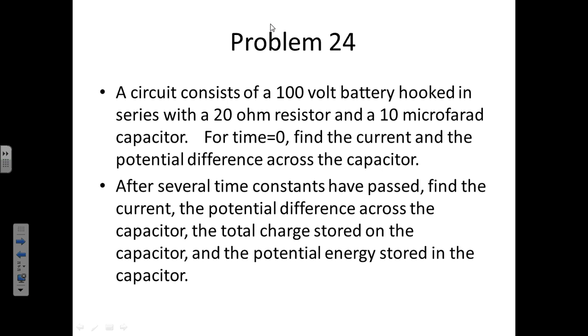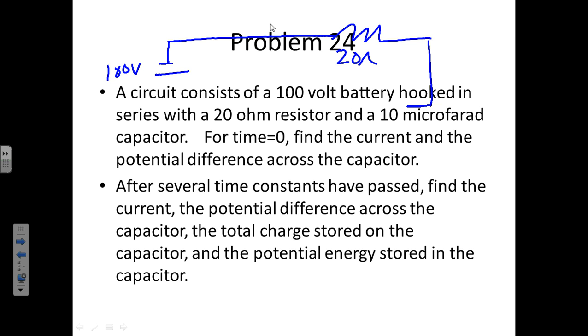So let's draw it out first. We've got a battery. Battery's 100 volts. It's hooked up with a resistor, which is 20 ohms, and a capacitor, which is 10 microfarads. First of all, we want to find the current and the potential difference across the capacitor.